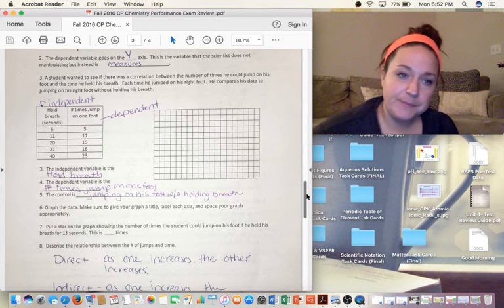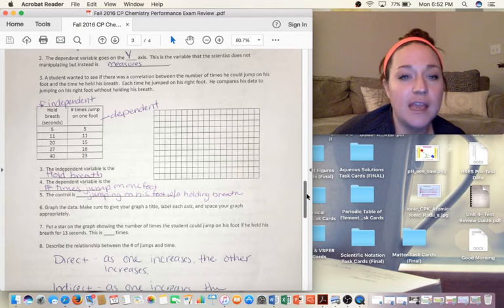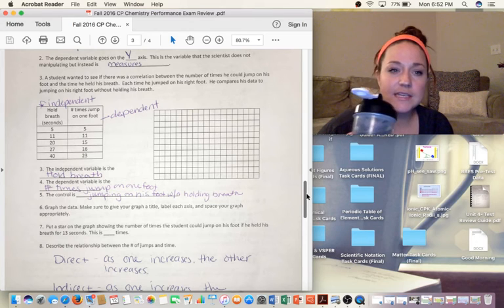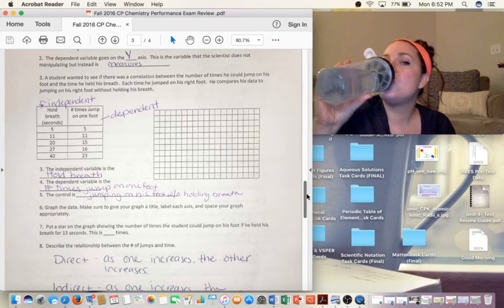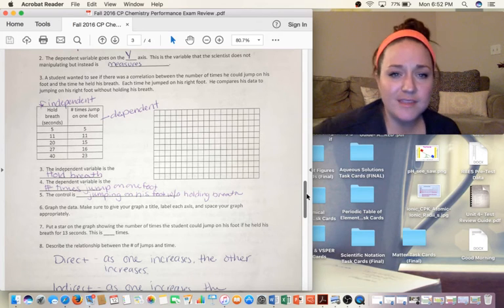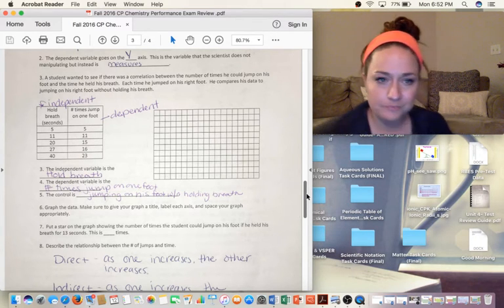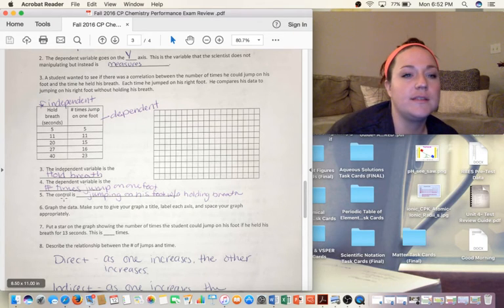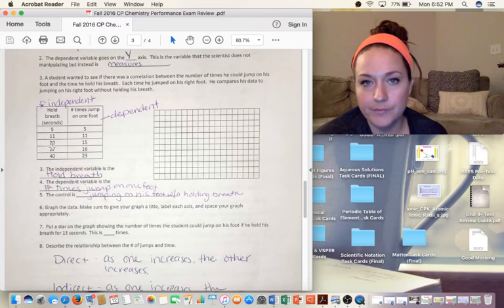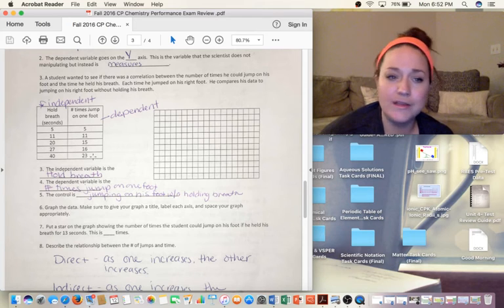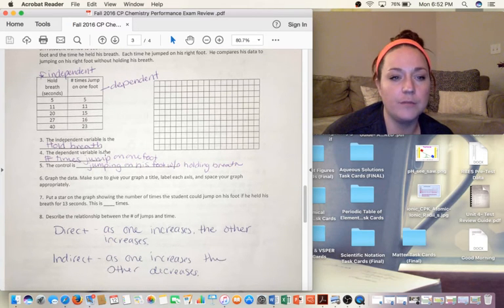So in this example, a student wanted to see if there's a correlation between the number of times he could jump on his foot and the times he held his breath. Each time he jumped on his right foot, he compares his data to jumping on his foot without holding his breath. So let's talk about this. Holding his breath is the independent variable. It's the thing he controlled. Then jumping up and down is what he's trying to measure while he's holding his breath. So independent variable, holding breath. Dependent variable, number of times jumped on one foot.